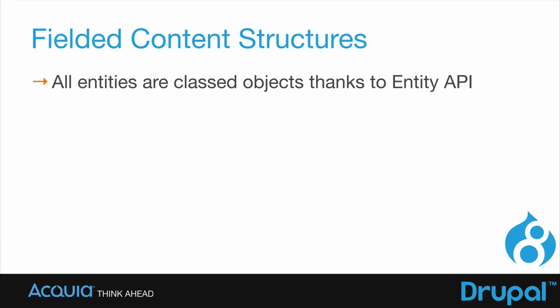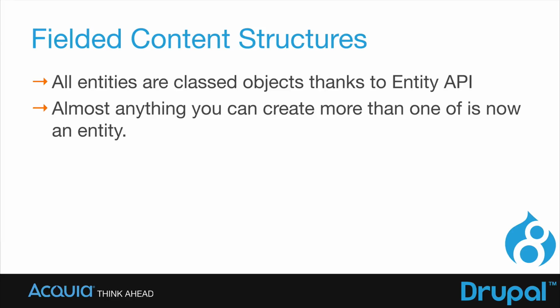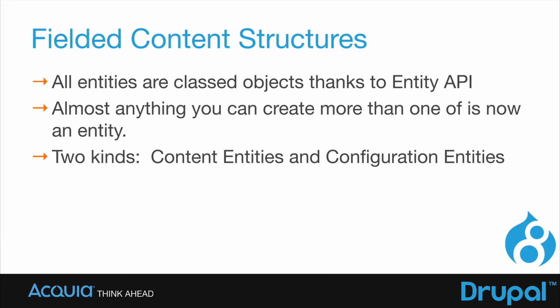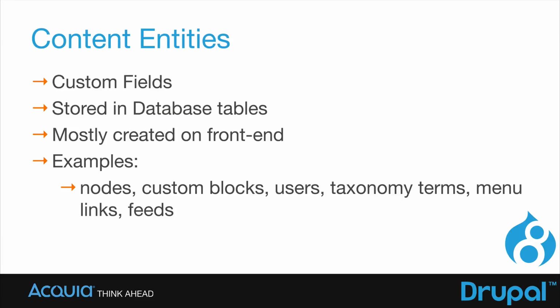In Drupal 8, all entities are classed objects thanks to the much improved Entity API. Now, almost anything that you can create more than one of is now an entity. There are content entities and configuration entities, and let me explain. A content entity can have custom fields that are stored in database tables and are mostly created on the front end, like a node, custom block, users, taxonomy, terms, menu, links, and feeds. And yes, blocks are now entities, as are users and the taxonomy system.